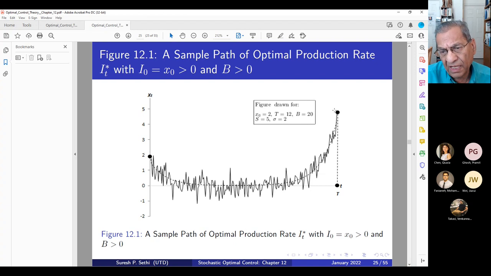Generally it depends on what value B you put. Some people would put B equal to zero because there's no value of inventory at capital T. Then this formula can go like this. But I want to show you the effect of B here.